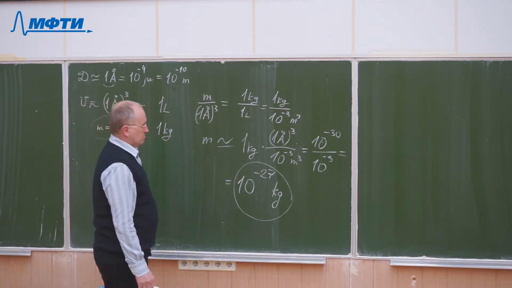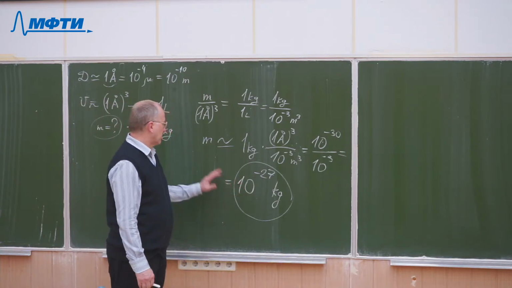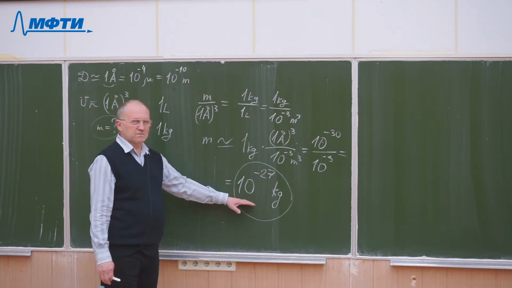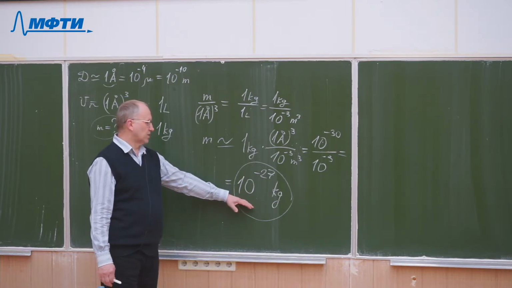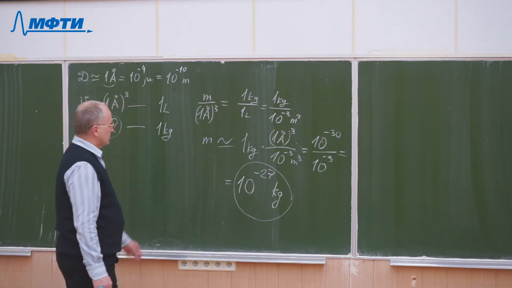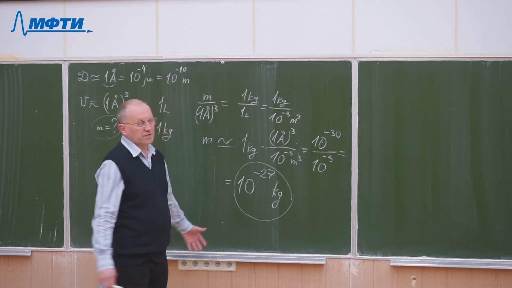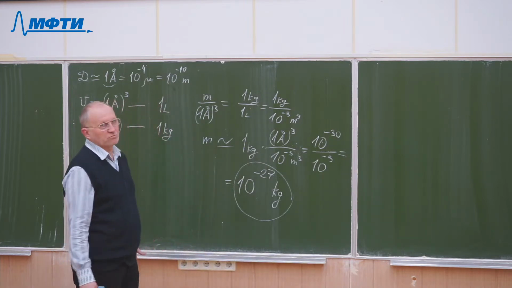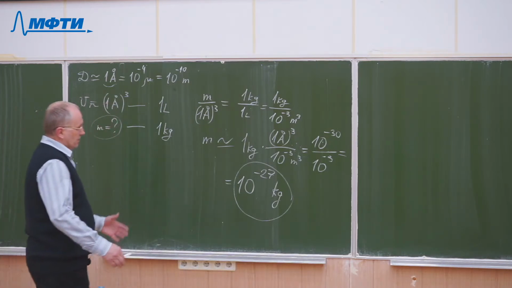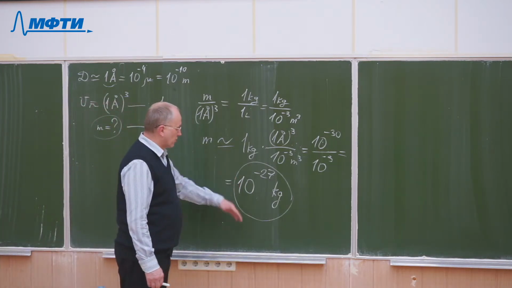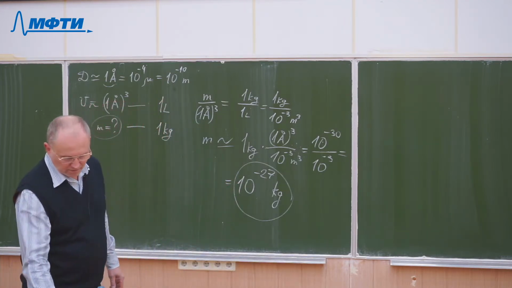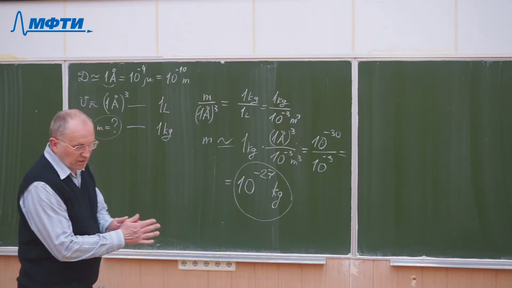All atoms are practically the same mass. The mass may be 10 times less or 10 times more, but approximately by the order of magnitude, this is the mass of atoms and of small molecules which contain 2 or 3 or 4 atoms. All these molecules will have the mass approximately in this range of magnitudes.